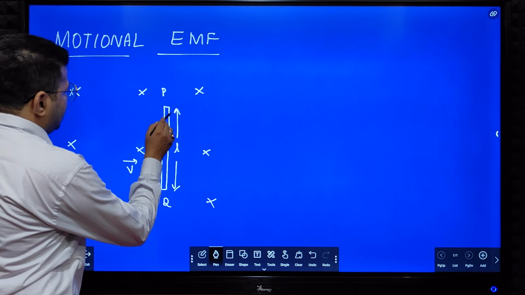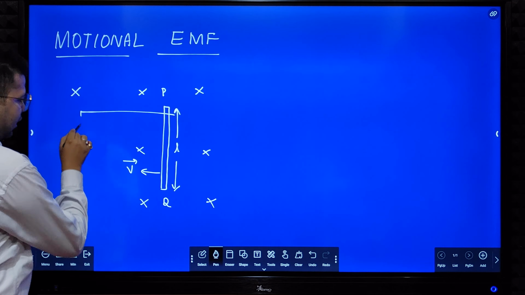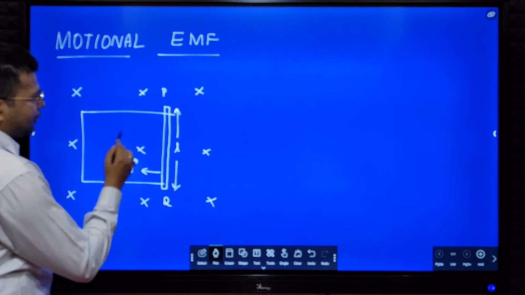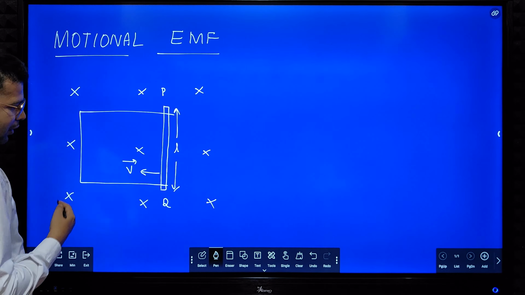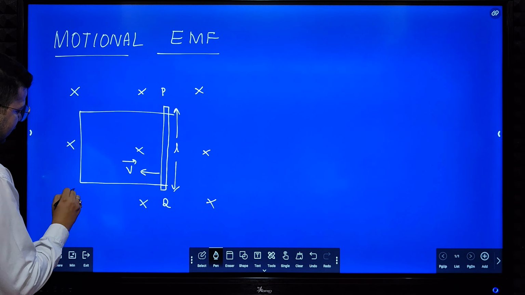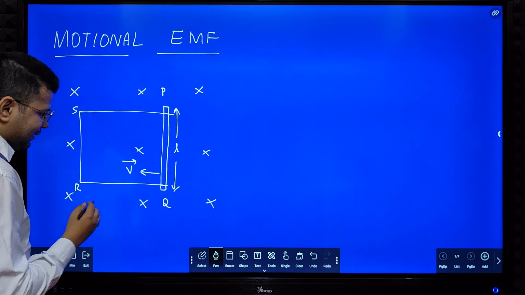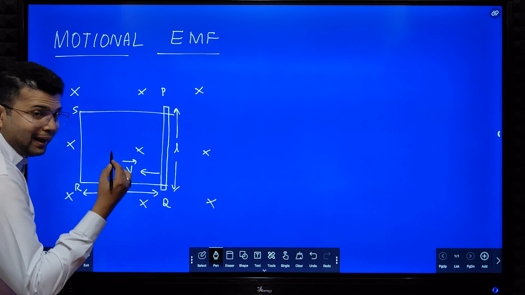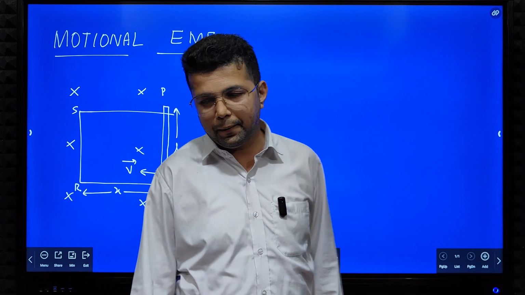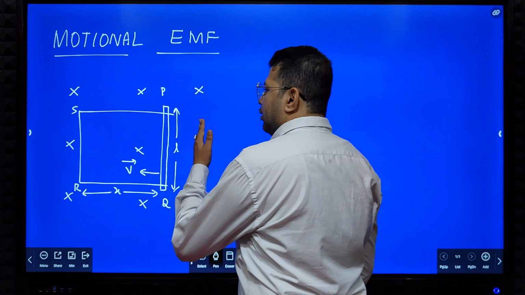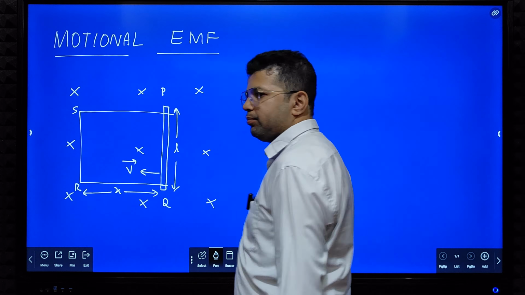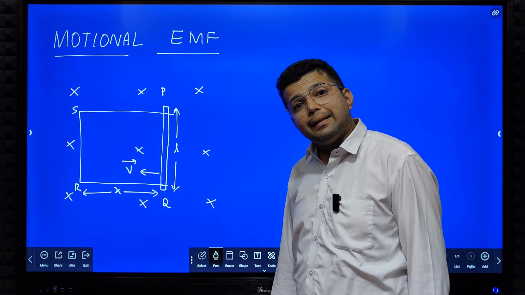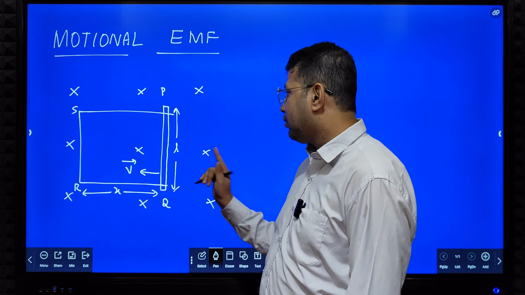Now here we have taken a conducting frame and kept it like this. I name this point as R, this point as S. Say at a given instant, the distance between R and Q is X. Now as the rod goes perpendicular to the direction of magnetic field, a current is induced in the rod.